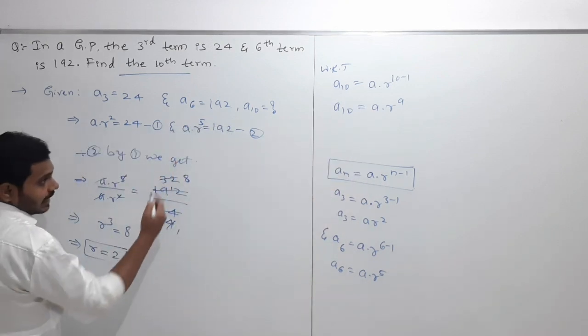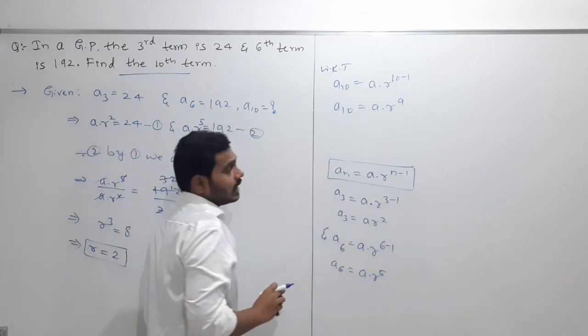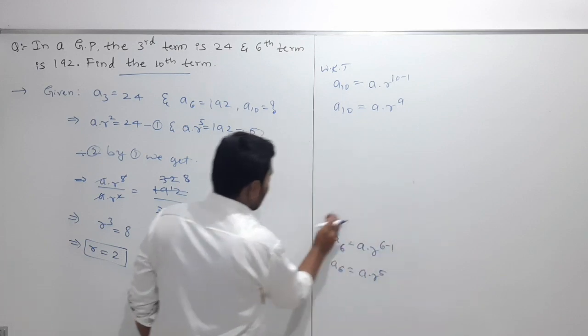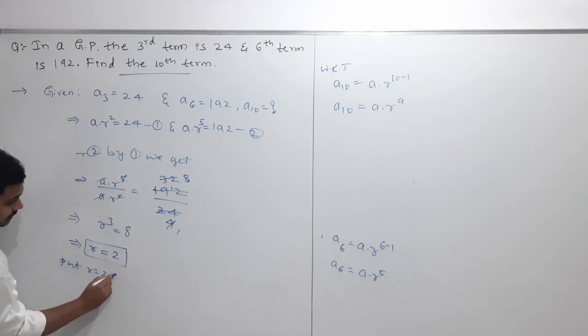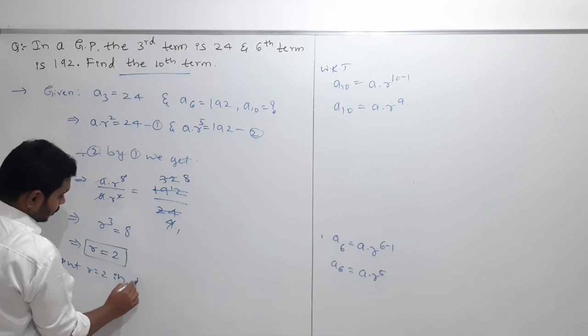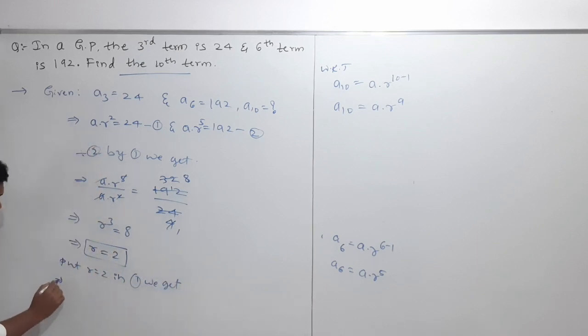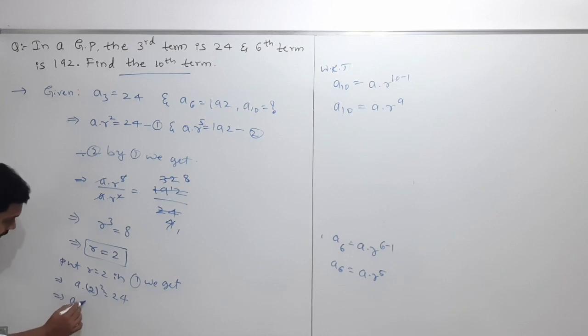So for that reason we should calculate A. To calculate the value of A, my dear students, A is nothing but the first term. To calculate A, I'll substitute this R value. Put R is equal to 2 in equation 1, and we will get the A value. So this implies A into 2 squared is equal to 24. So A into 4 is equal to 24. So A is equal to 24 by 4.